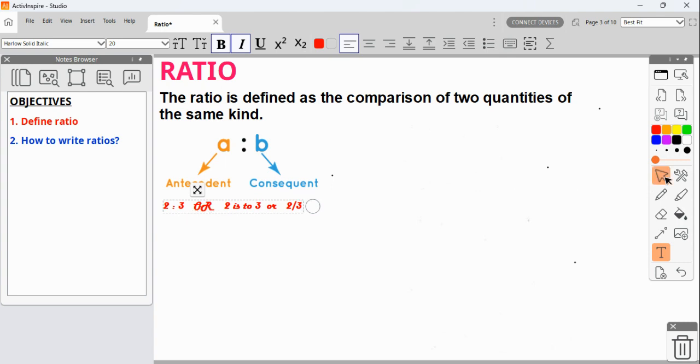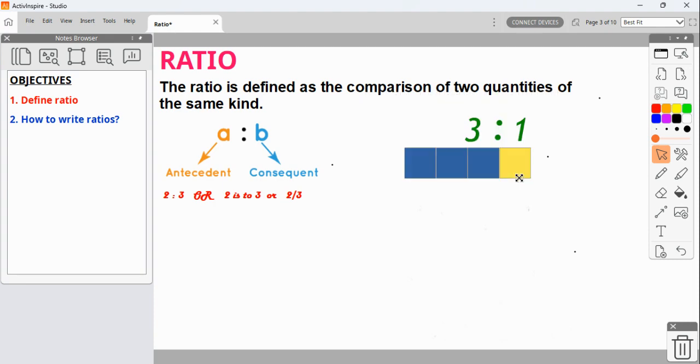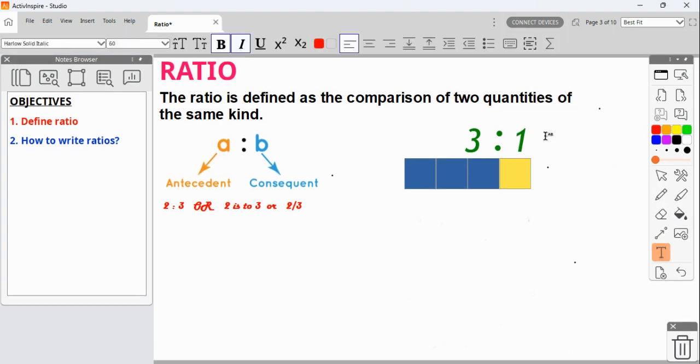Now let's see one more example. In this rectangle, there are three blue boxes and one yellow box. So if I want to write ratio of blue color boxes to yellow, that will be 3 ratio 1, or we can write here like 3 is to 1, or we can write in third way like 3 by 1, that will be only 3, or 3 divided by 1.